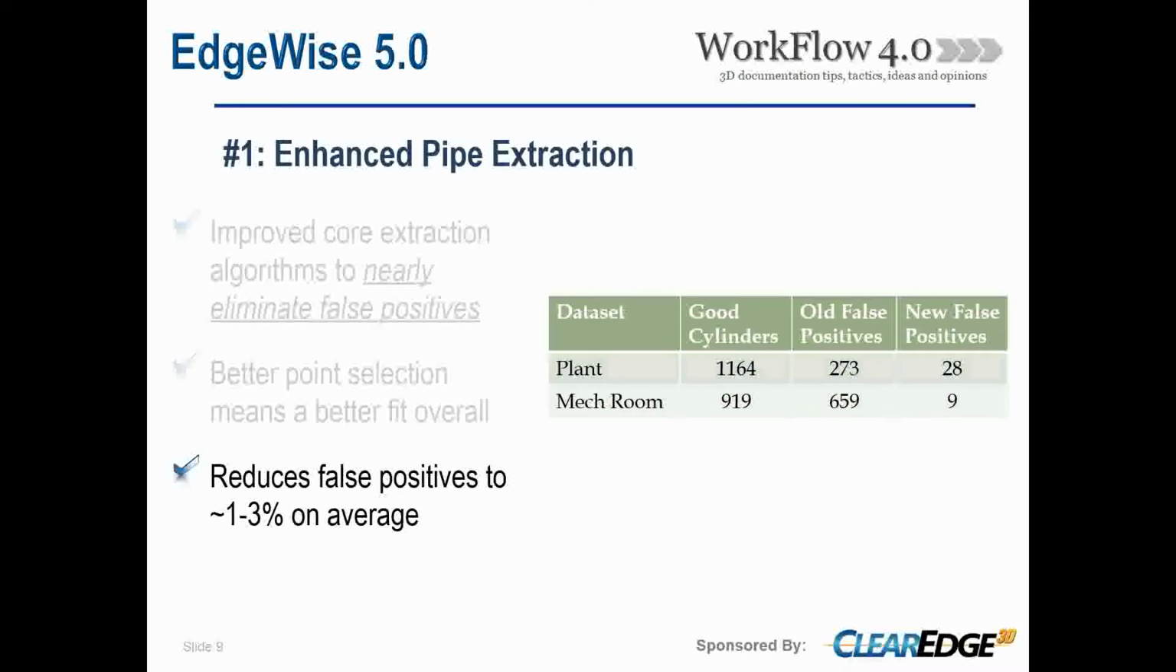And here's just a quick and dirty internal study that we did with a couple of our more egregious data sets from the past. We had a plant scan where the old software found 1,200 good cylinders, and there were almost 300 bad false positives. With the new algorithm, we got that down to 28. In the mechanical room, this was one of the worst ones we ever processed. You can see we got 659 false positives, almost as many false positives as legitimate cylinders. With the new algorithms, we got that down to 9.